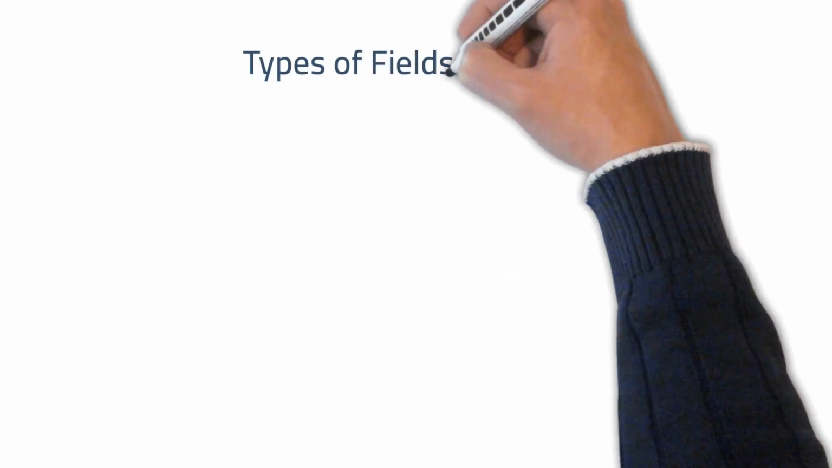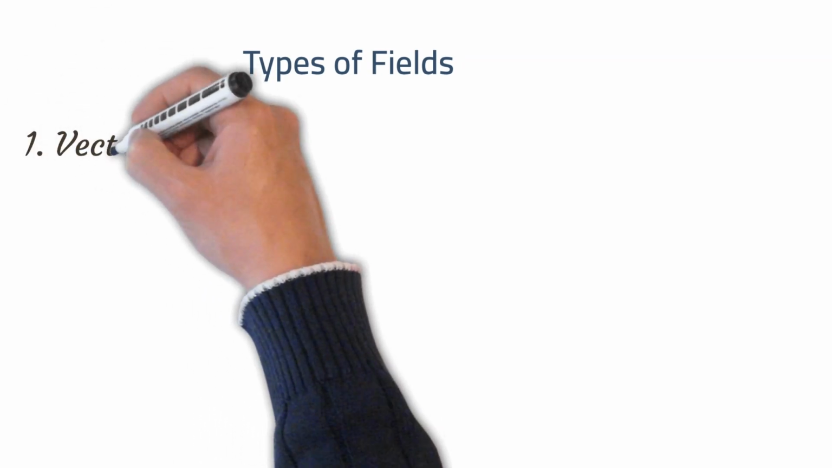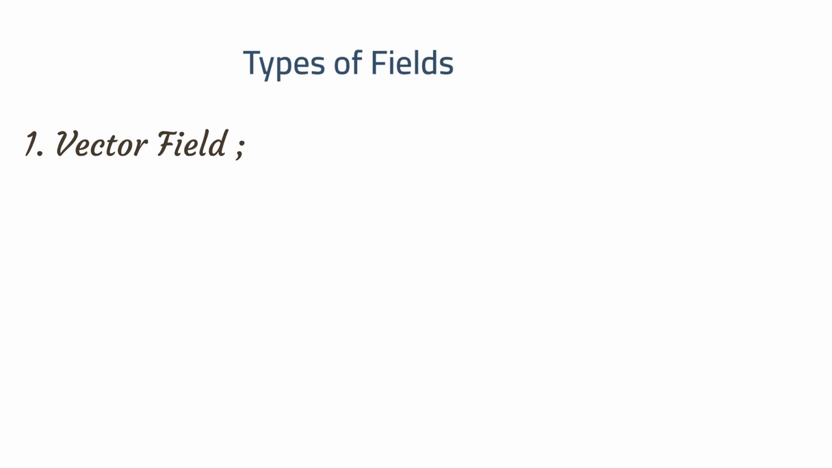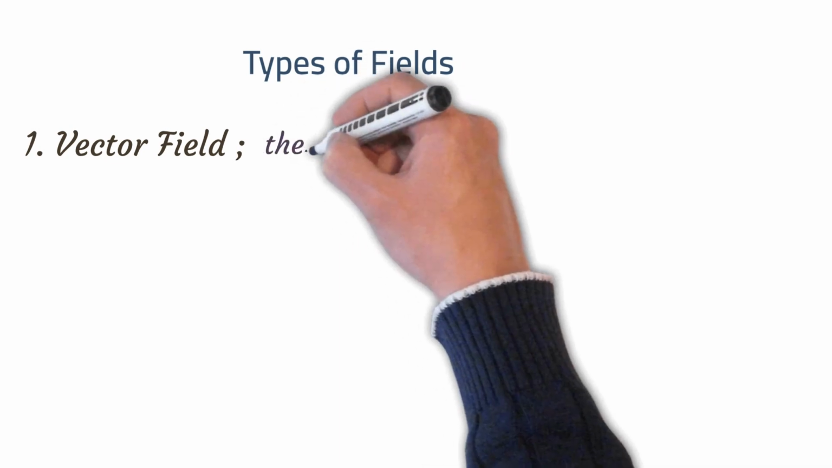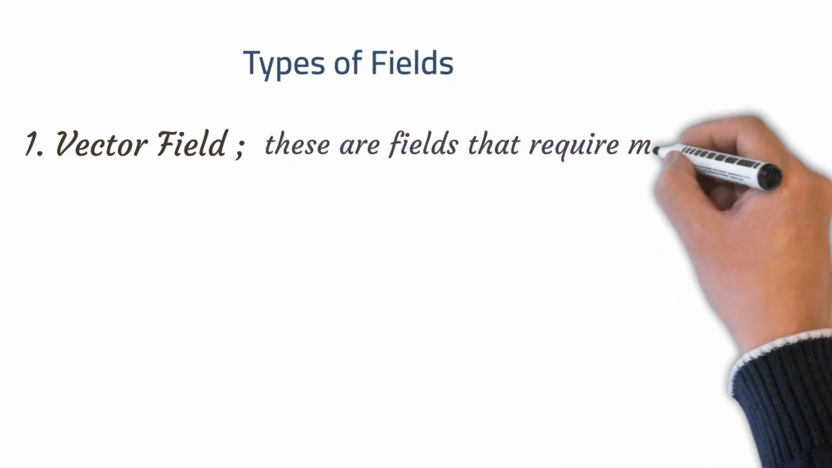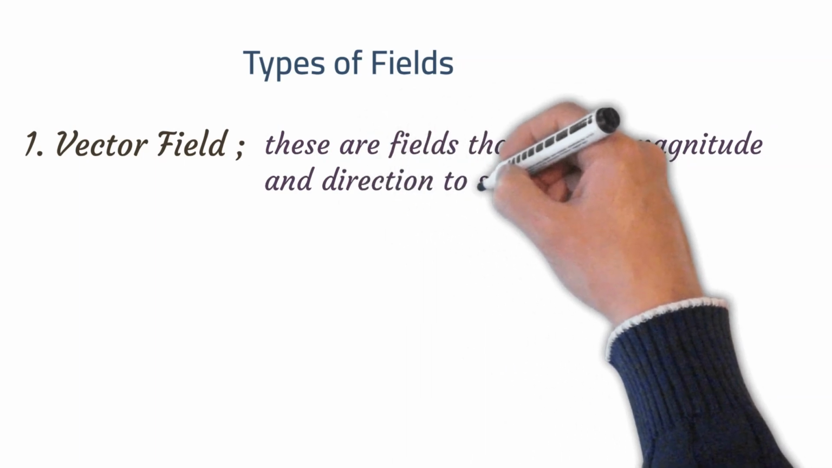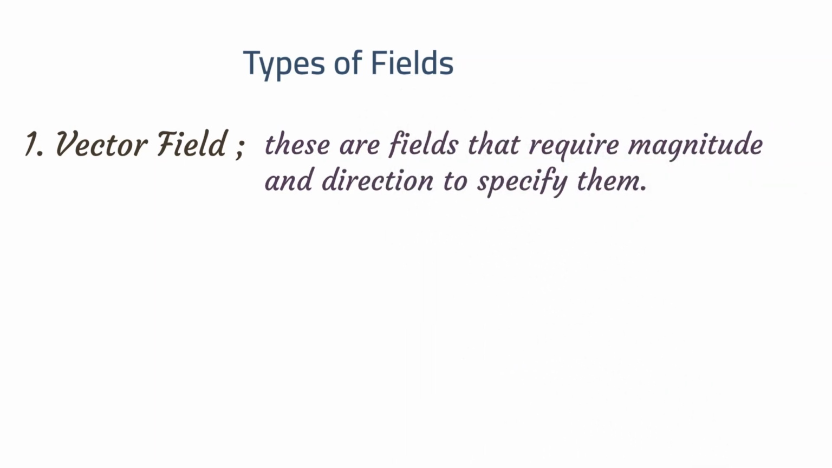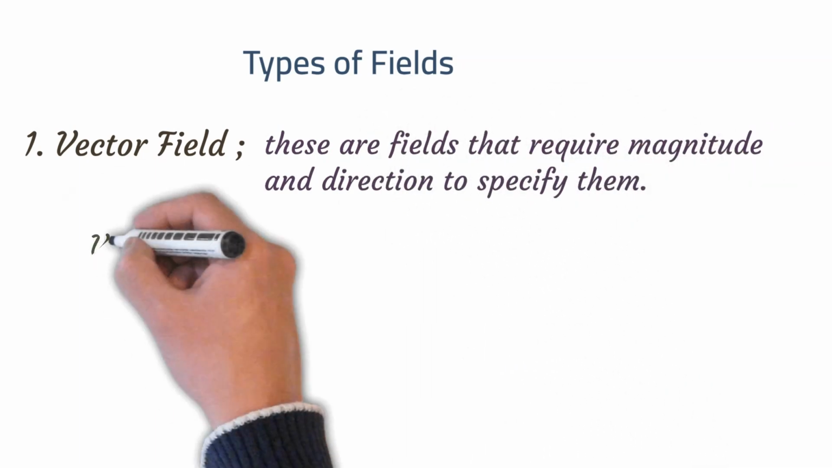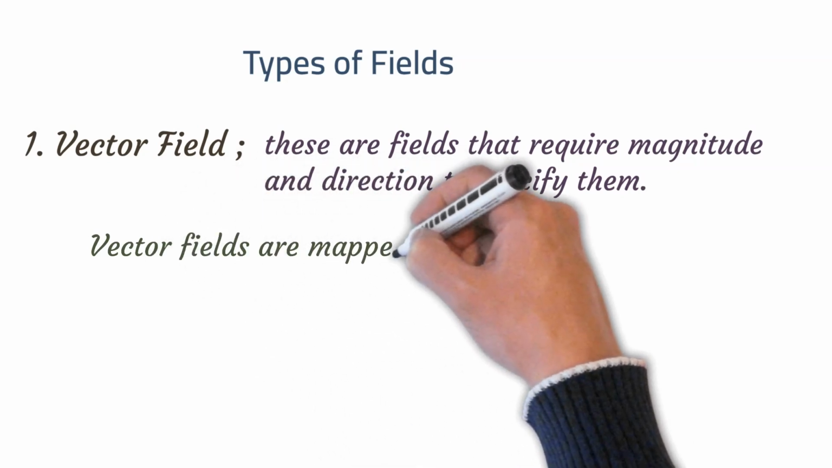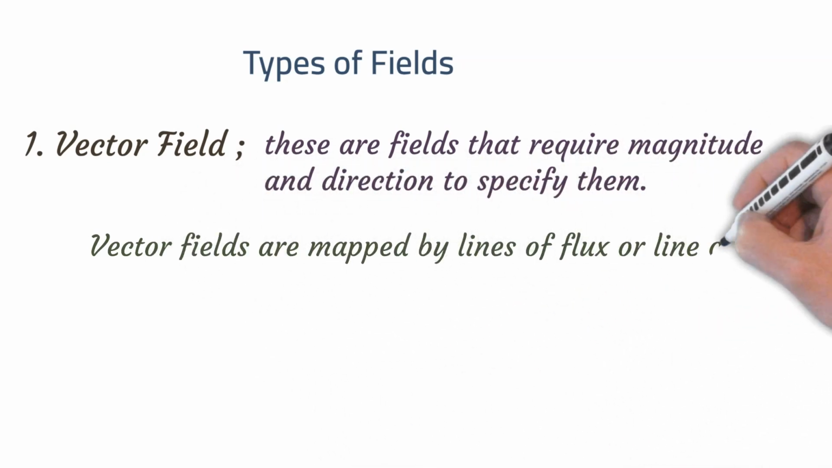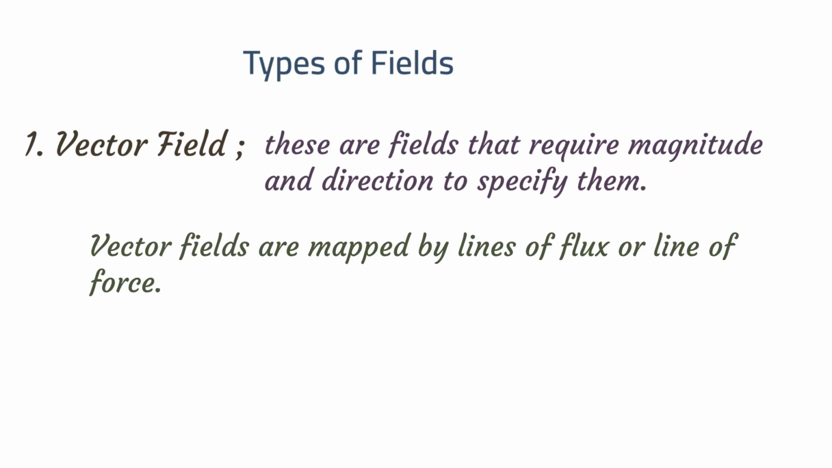Types of field or kinds of field: we have the vector field and the scalar field. Let's begin with the vector field. These are fields that require magnitude and direction to specify them. They need magnitude and direction. Vector fields are mapped by lines of flux or lines of force.